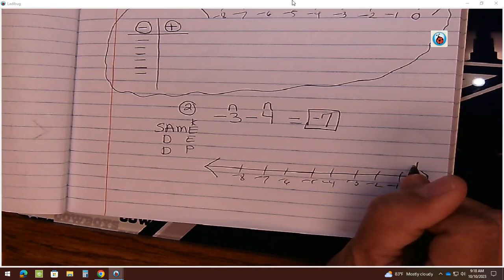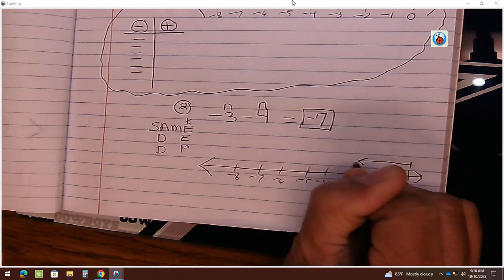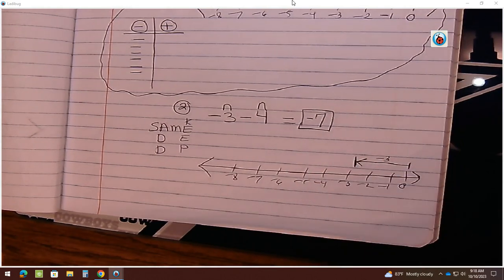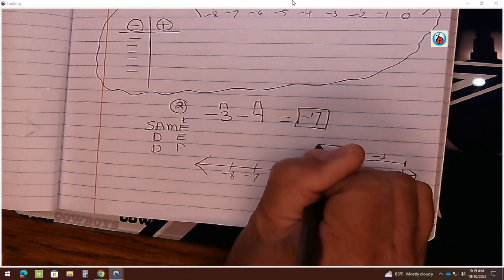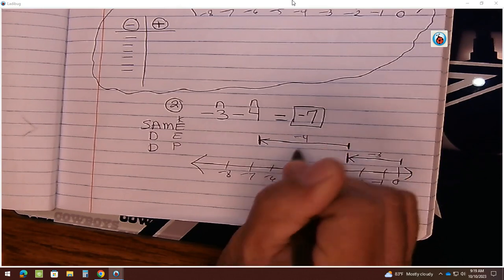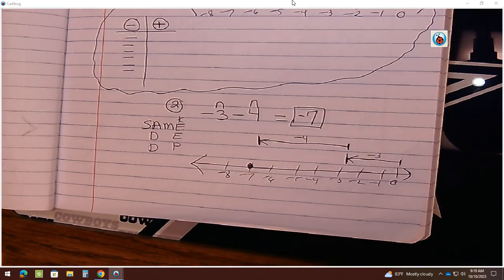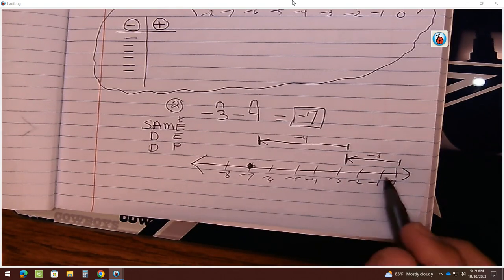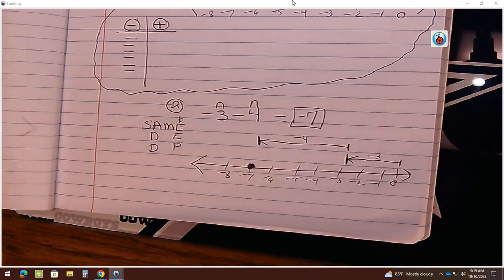How much do I lose first? How much did we lose first? 3. So go 1, 2, 3, draw an arrow, make a mark there. We lost 3 right there. But then we lost how much more? 4. So make another mark on top and lose 4. 1, 2, 3, 4. Where did you land at the end? 7 negative. Yes? Yes or no? Yes. That's why we add and keep. We add and keep on adding negatives. My final answer is negative 7.